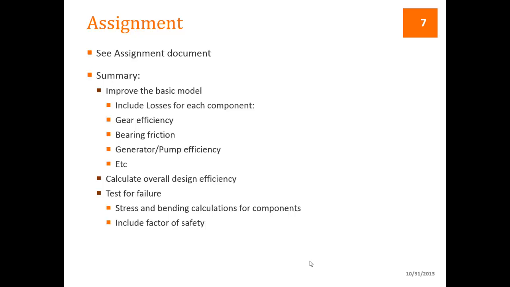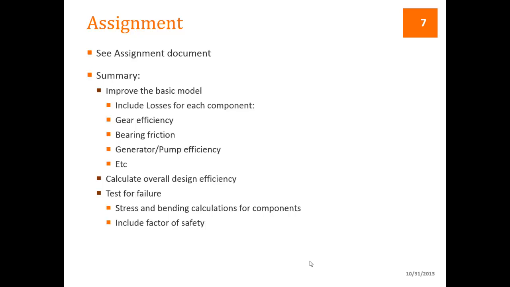So your assignment is outlined on the assignment document, but in summary, you're going to start with your basic model, and then you're going to include losses for each of your components, calculate your gear efficiencies if you're using gears, figure out your bearing friction for your bearing supports of your shafts. If you've got generators or pumps in your model, figure out their efficiencies, which will come from a website selling them.